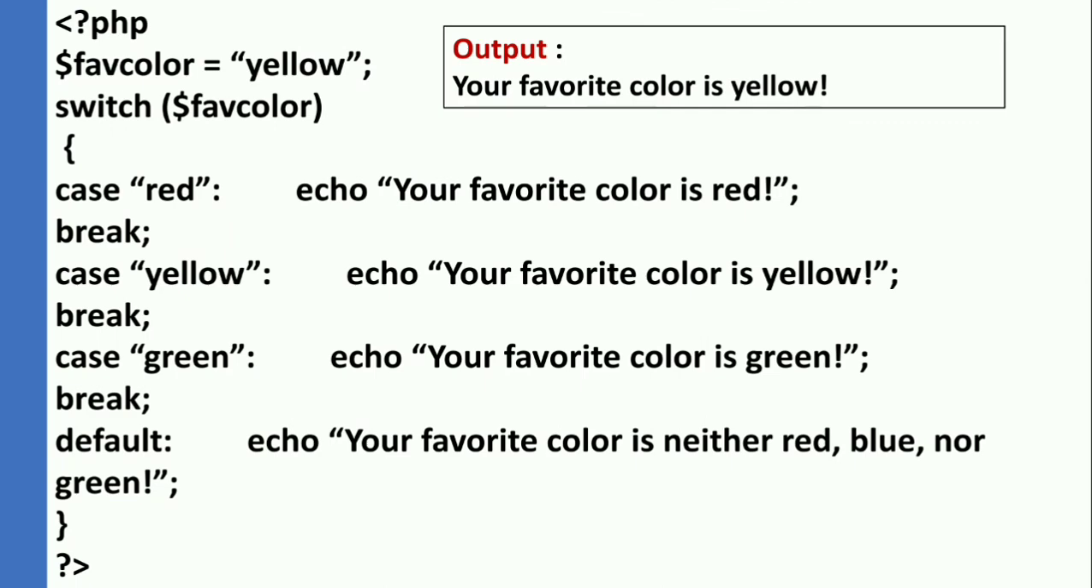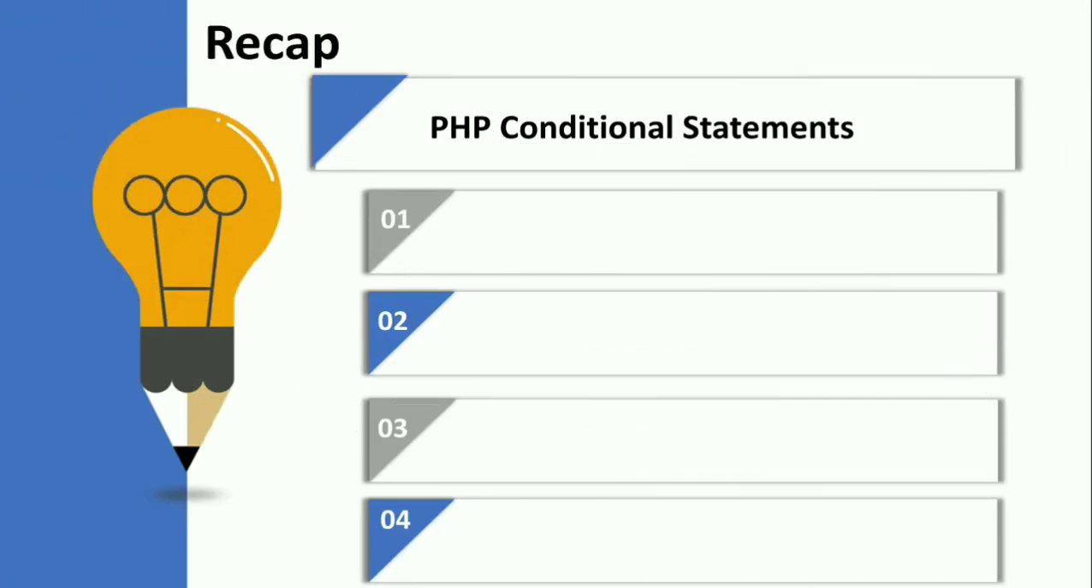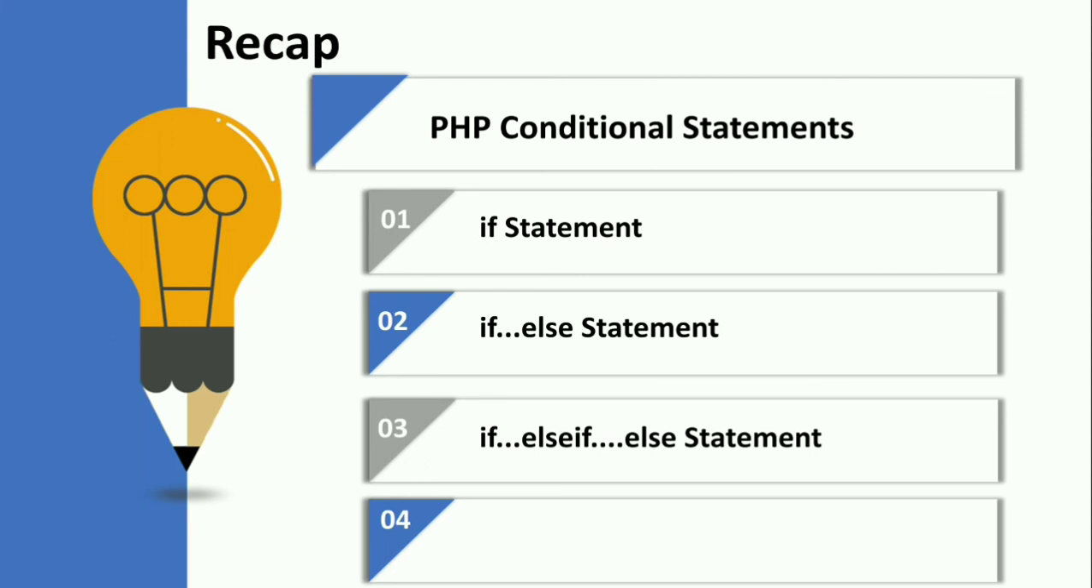Now let us quickly get into the recap. You have learned PHP conditional statements. The first one is the simple if statement. The second one is the if else statement, that is the alternative statement. Then the third one is the if else if statement, also called the elseif ladder. And finally we have the switch statement. So all these four statements you have learnt in this class.